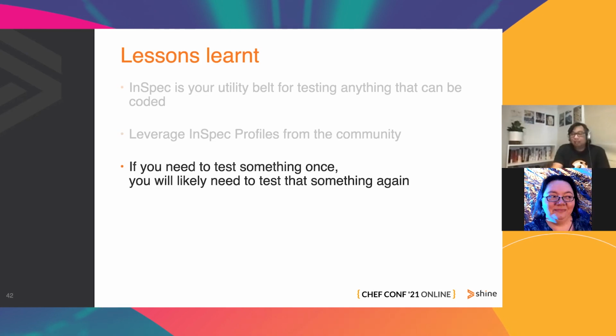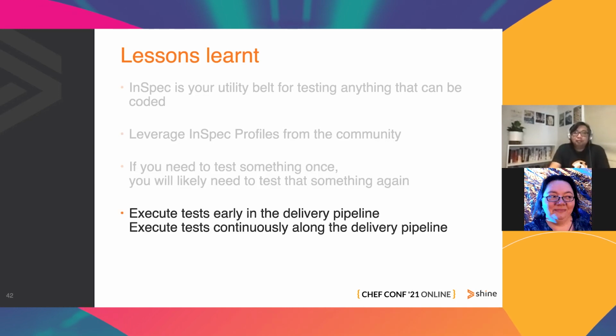And if you need to test something once, it's very likely that you're going to test it again. So it might as well automate that and implement the tests. You want to execute the test early in the delivery pipeline. Don't wait until the end of the delivery pipeline. That was already too late. Implement your tests along the way from the beginning, as early as possible.